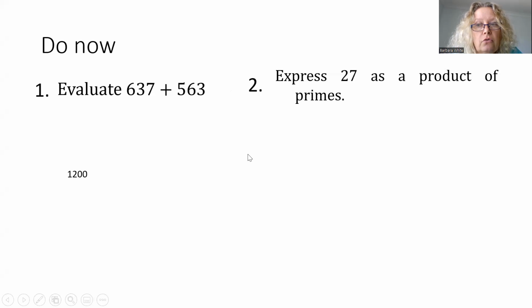So the sum was 1200. And the product of its primes is 3 to the power of 3. Remember, you need to write the power, and you need to write that it equals 27.